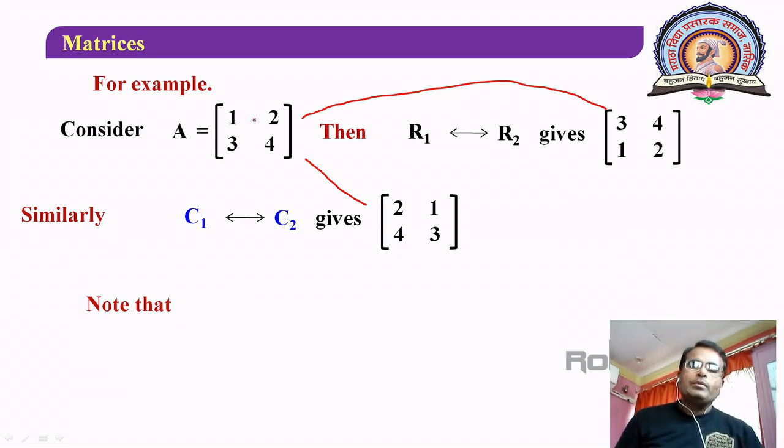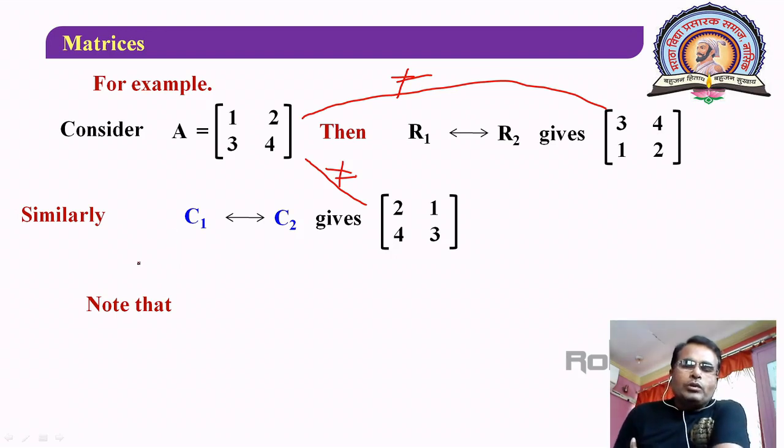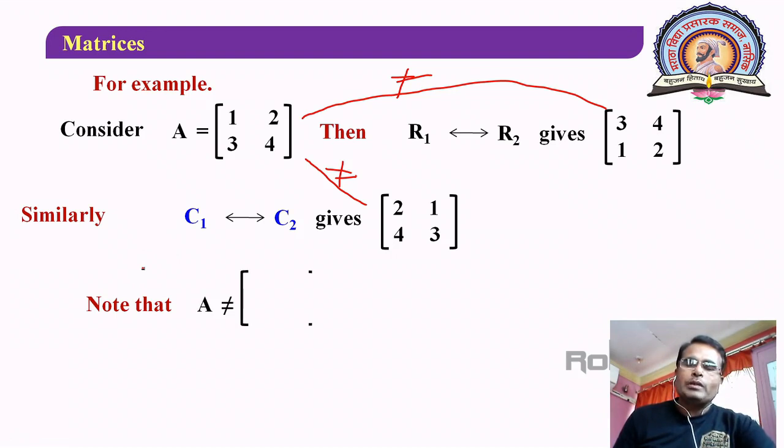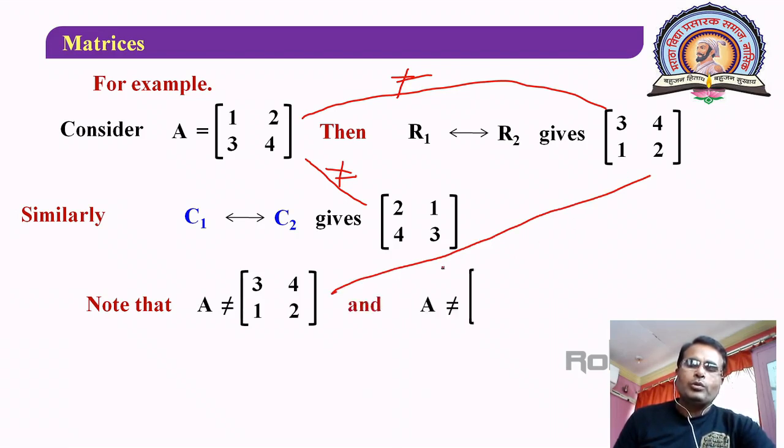Remember that this matrix A is not equal to the new matrix. That is the only thing we have to take into consideration. So due to these transformations we will observe that A is not equal to the first matrix, that is 3, 4, 2, 1, which is considered here. A is not equal to this matrix, and you will also observe that A is not equal to the matrix 2, 1, 3, 4, 3.